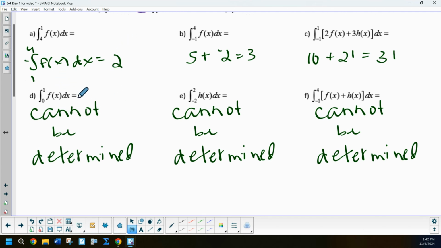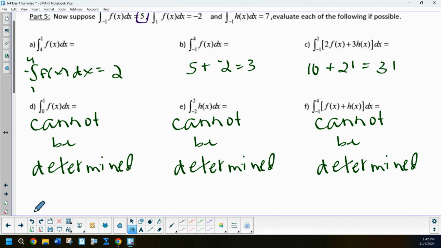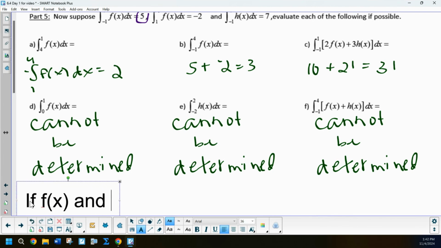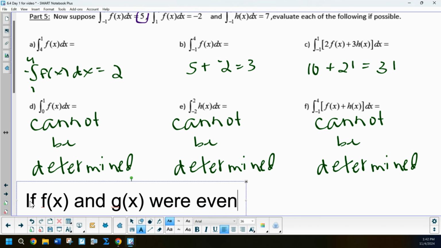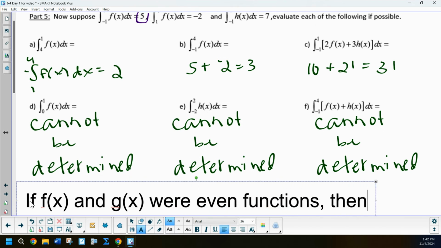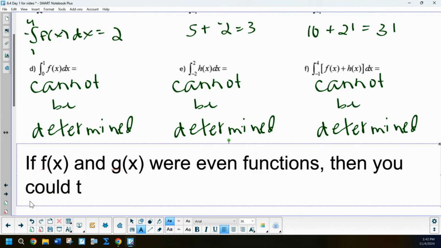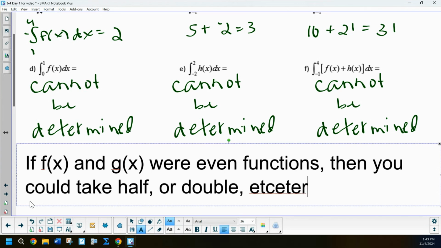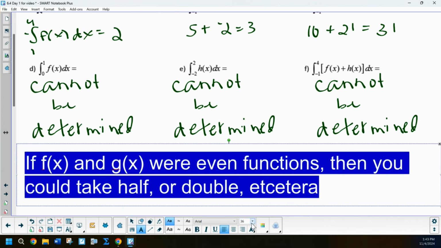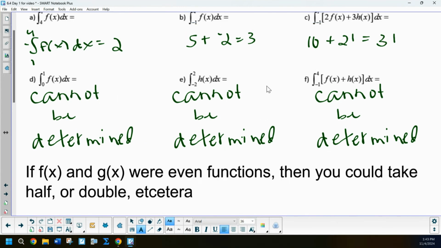But the only time this would be true, the only time I could say half of 5, would be if I told you that f of x was an even function. So if f of x and g of x were even functions, then you could take half or double, etc. But because this is not an even function, you cannot take half or double or any of those things.